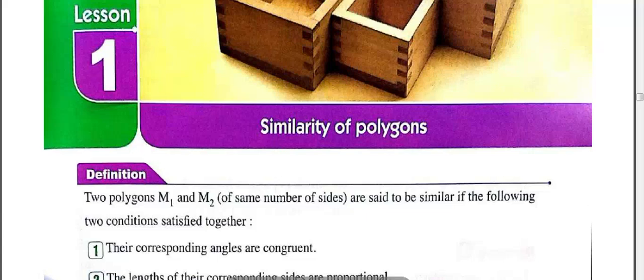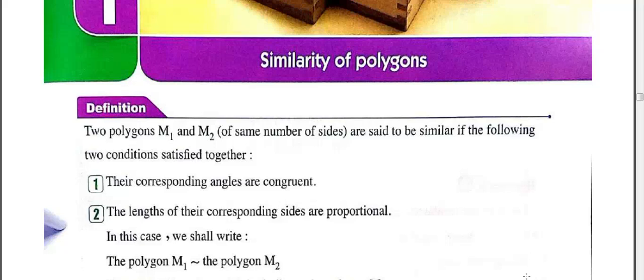Today we are going to talk about lesson 1, the first lesson of geometry, talking about similarity of polygons. Definition: two polygons M1 and M2 with the same number of sides are said to be similar if the following two conditions are satisfied together. Number 1, their corresponding angles are congruent. Number 2, the lengths of their corresponding sides are proportional.